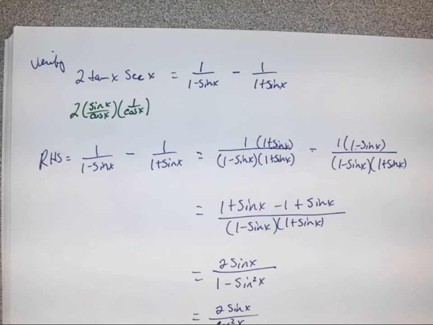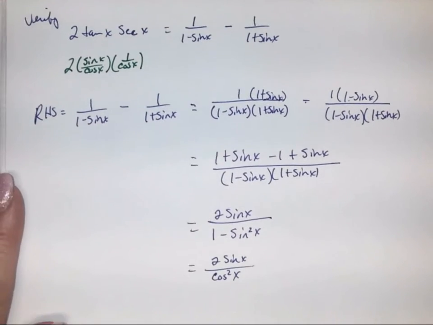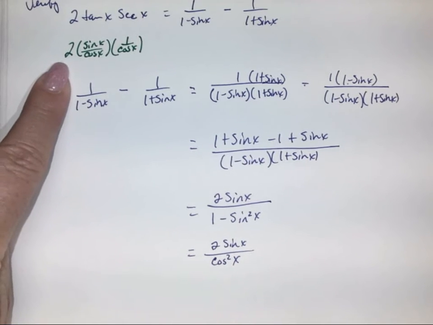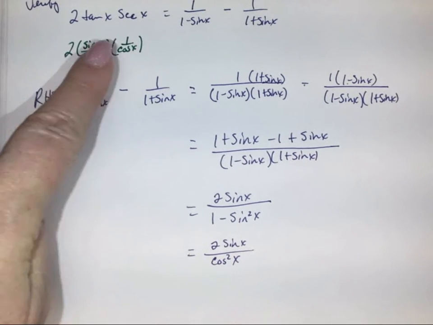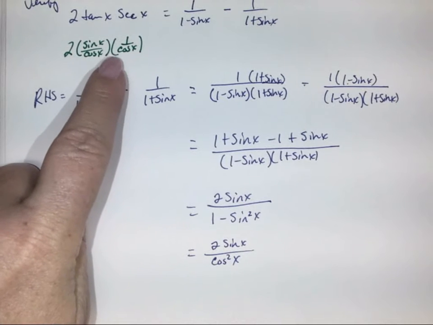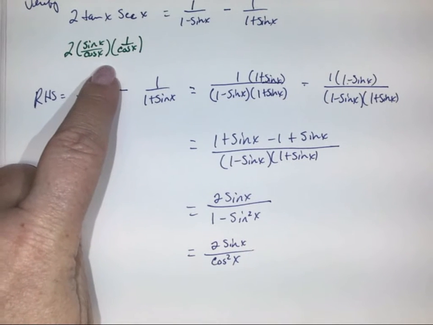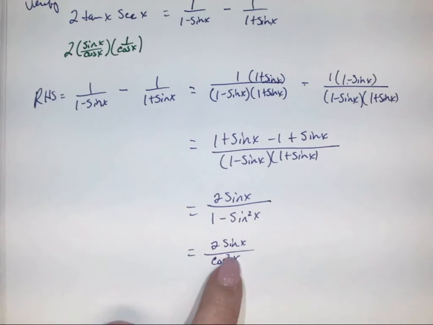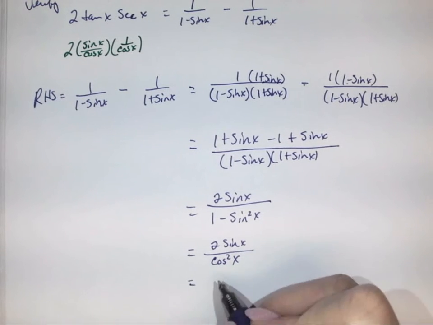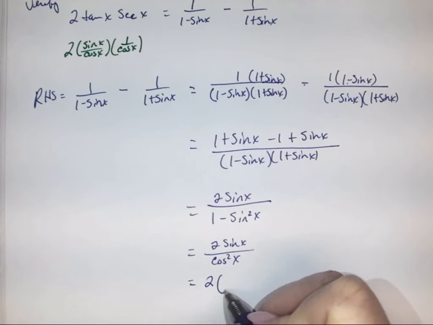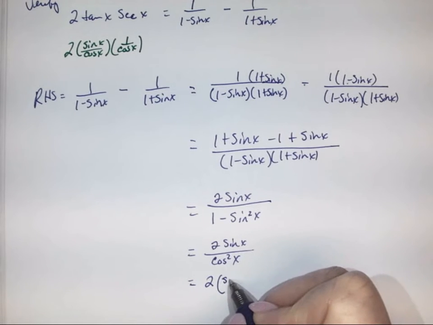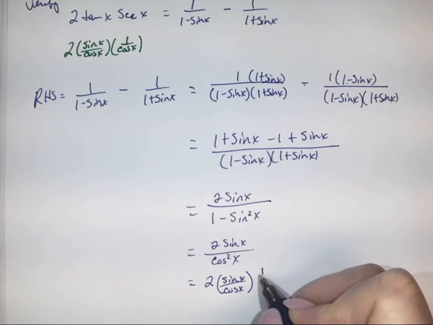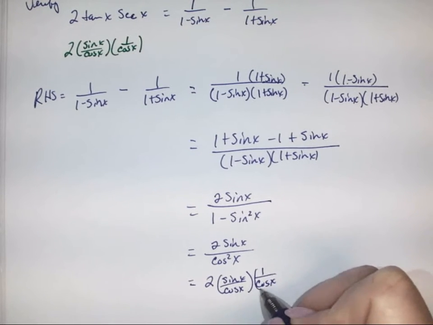And this would be the point where it's hard to see where you're going, except, remember we did this over here. I know we're going to have a 2. I need a sine over cosine and a 1 over cosine. And that's why I write the other side already in terms of sine and cosine, so I know where to go from here. So I can break this up. I'll have the 2. I'll put the sine x over cosine x, and then 1 over cosine x.